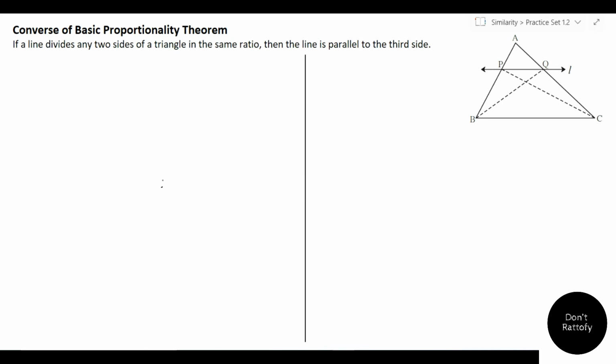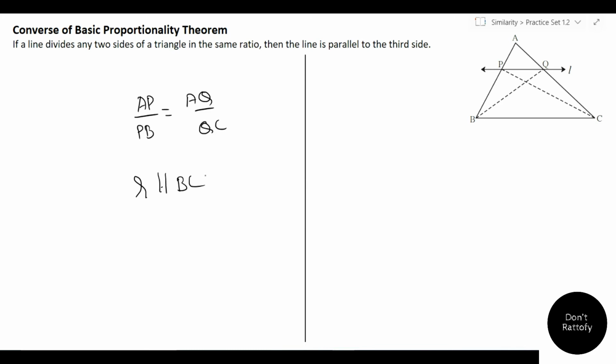Thus it says that if a line divides any two sides of a triangle in the same ratio, that is, in the figure you can see a line L is dividing the triangle in the same ratio. That is, if AP upon PB is equal to AQ upon QC, then line L is parallel to the third side. The third side is what? BC. This is the entire concept of the converse of the basic proportionality theorem. If the line is dividing two sides of a triangle in equal proportion, then the line is parallel to the third side. That is as simple as that.